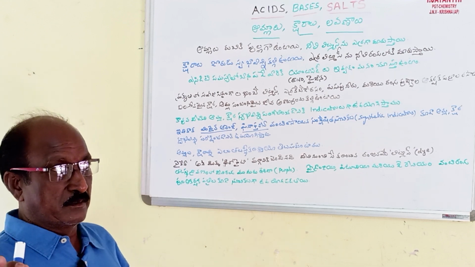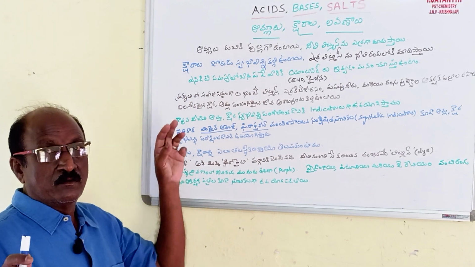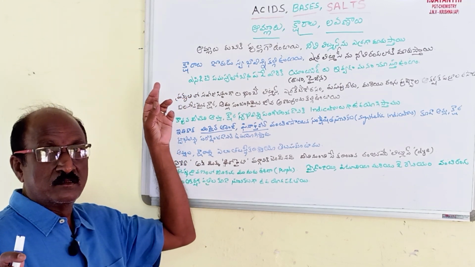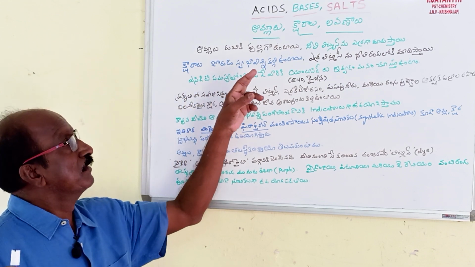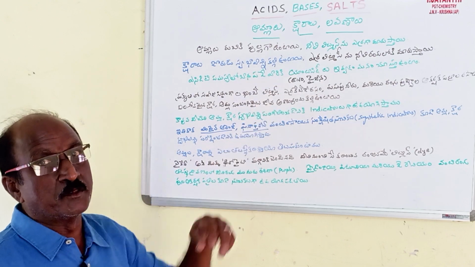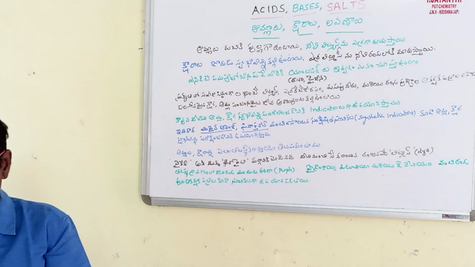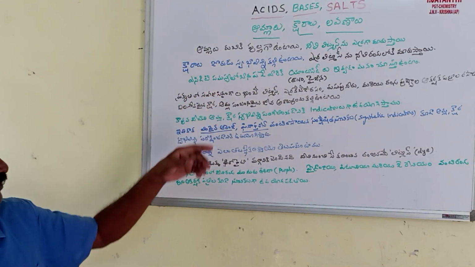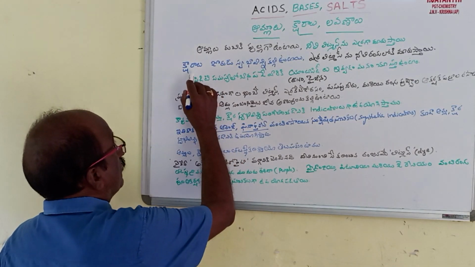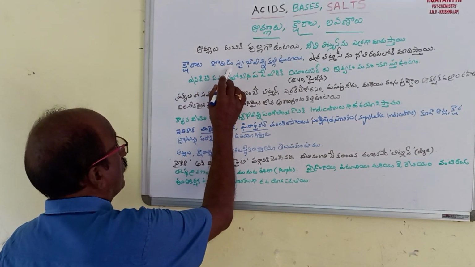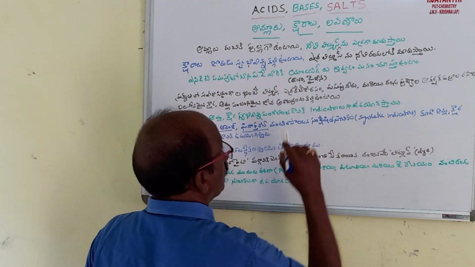But as I brief the three, acids are sour in taste and they turn blue litmus to red. Whereas bases are bitter and they turn red litmus into blue.